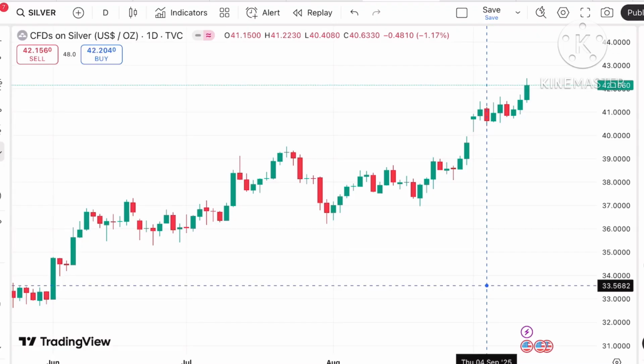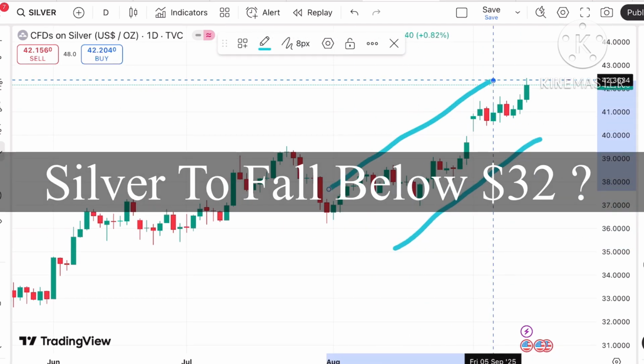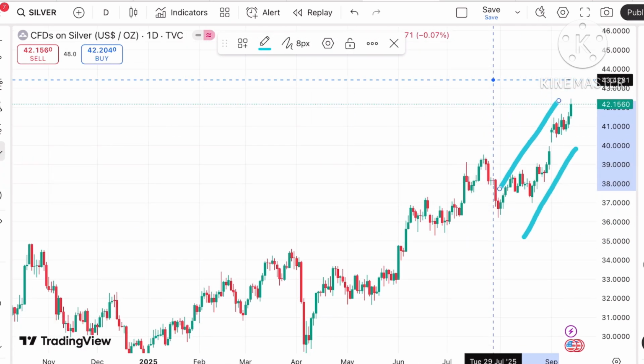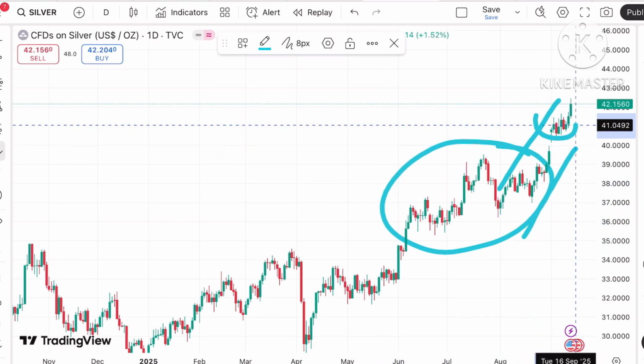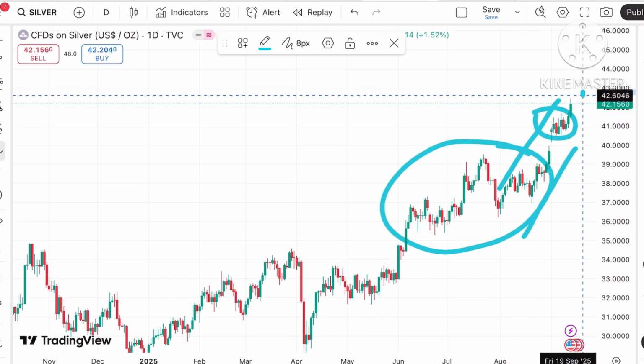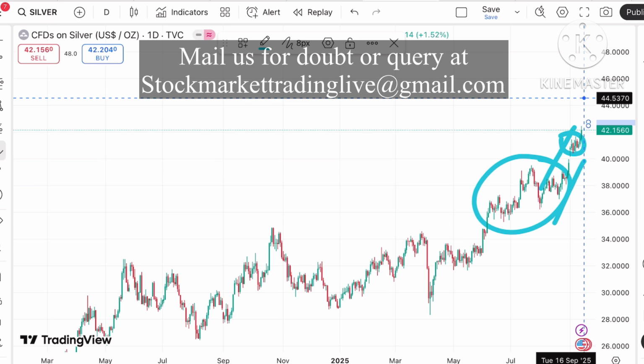See, the price of silver is now trading at a level of $42.1560, and if you look at this particular trend, there is a continuous upside we have seen. Okay, and I have clearly explained to you that silver mostly trades in a zone. So now after crossing this zone, it has made a high around $42.5, and if the price keeps moving above this level, a further upside can be seen.